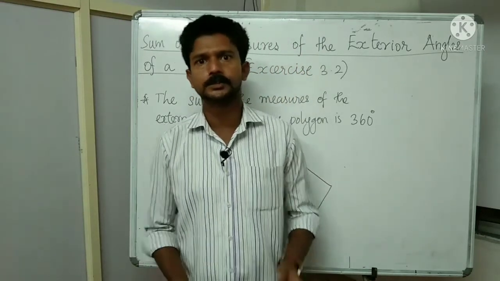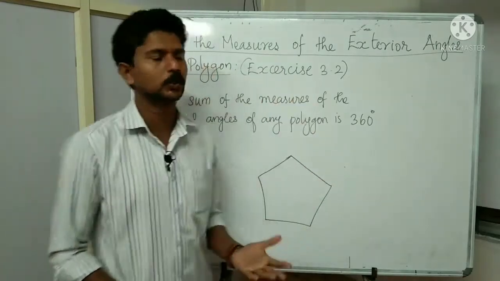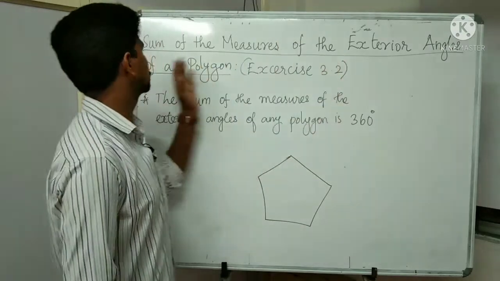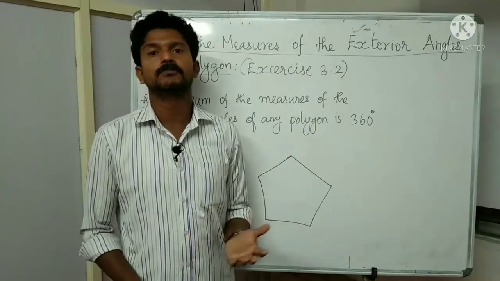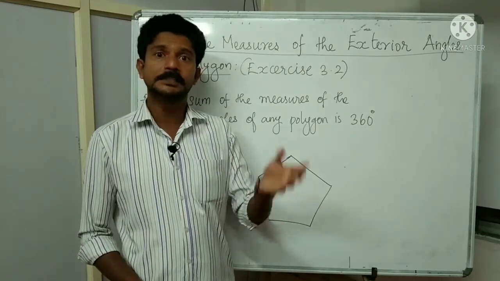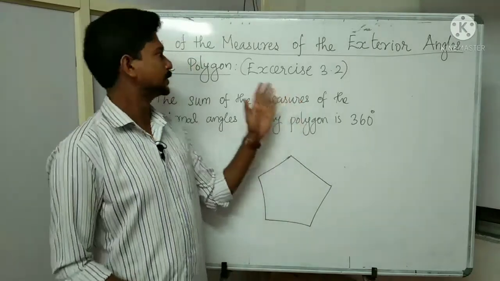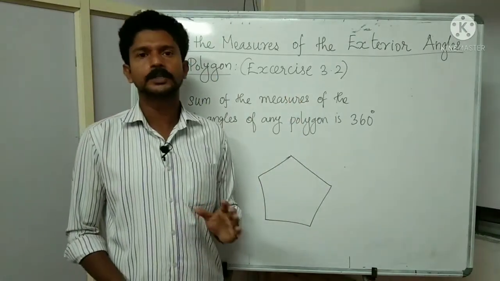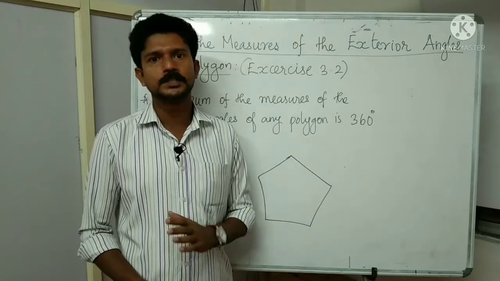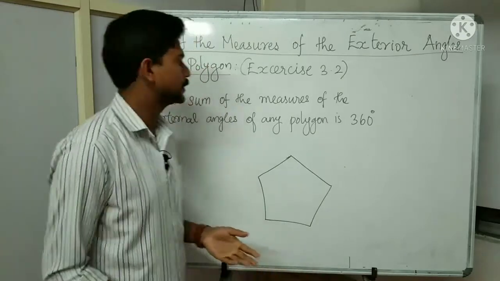We are continuing today with the next exercise, exercise 3.2. It is based on the sum of the measures of exterior angles of a polygon. We have seen the interior angle sum property of a quadrilateral. Here it is a polygon. What is meant by polygon? It is a simple closed curve made up of straight lines. We have seen that in the last class.